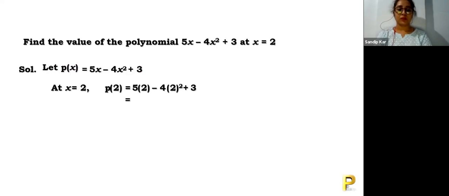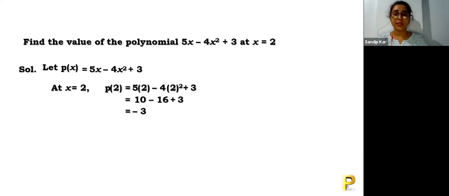So 5 into 2 is 10 minus 4 into 2 square. What is 2 square? That is 60. Sorry, 2 square is 4. So 4 into 4 is 16 plus 3. After solving this, you'll get the answer as minus 3. So now what is the value of the polynomial at x is equal to 2? That is minus 3. Clear with this? What is the value of a polynomial?